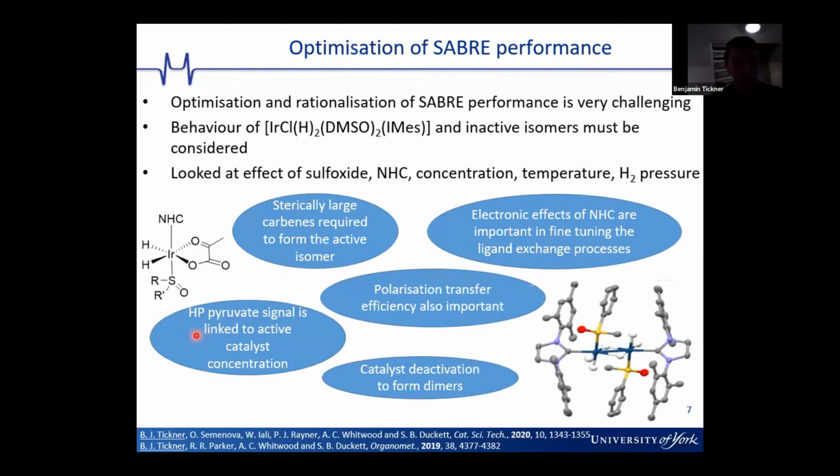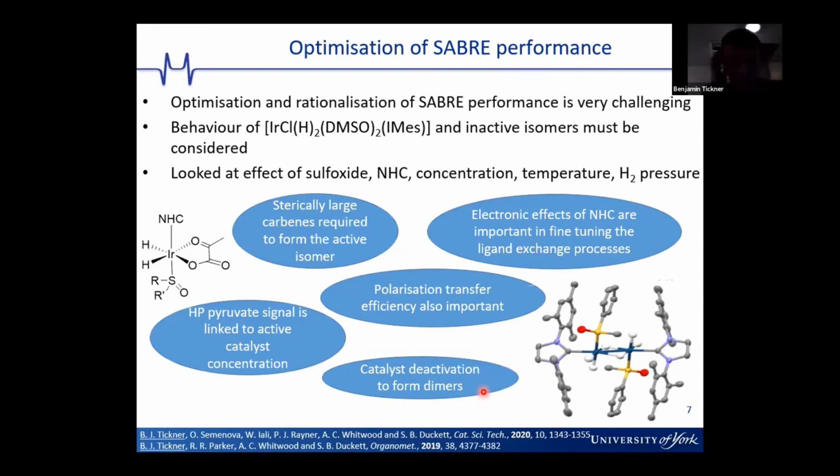The hyperpolarized pyruvate signal that you get is linked very closely to the concentration of this active catalyst that you have present in solution, but polarization transfer efficiency is also important. So what I mean by that is you can use 2 different sets of conditions with different carbenes and different sulfoxides, and you can have 2 different systems that generate similar concentrations of this active catalyst, but you can end up with very different signal enhancements for your pyruvate. So it's very important to form as much of this catalyst as you can, but it's also important that that catalyst is efficient at SABRE.